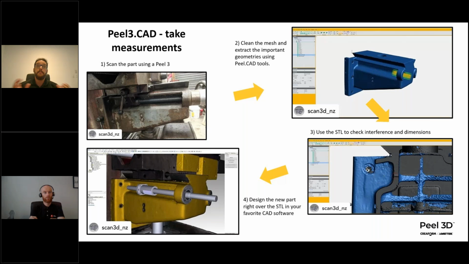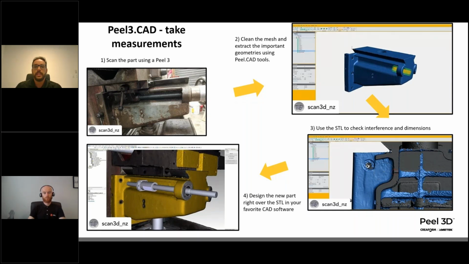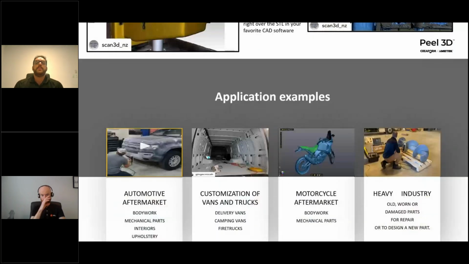So those are typical examples where we can use the scanner and Peel.CAD to extract all the dimensions, all the important features and geometries to create our solid model. So the next slide, Joe will give you some more examples. So we'll let you, Joe, continue with the examples.